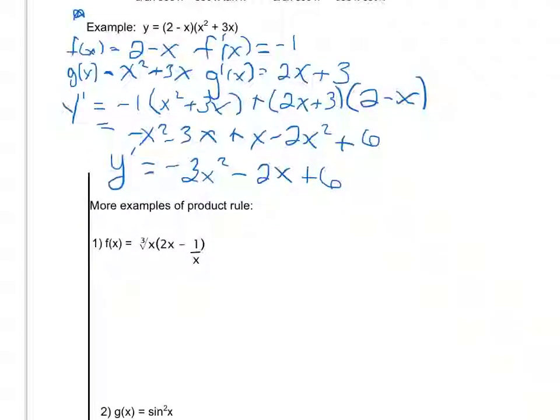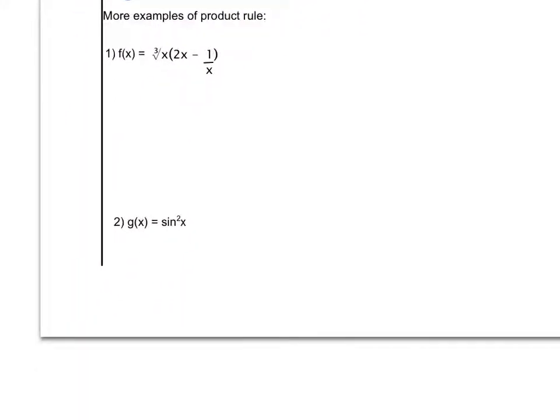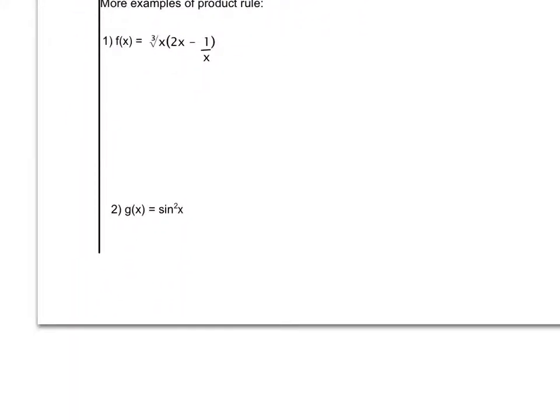Looking at some more examples of the product rule, I have 3 of them here. So here is number 1 of my following 3. So I notice that I'm multiplying a radical function, a cube root function, by this second function here. So I'm going to go ahead and again set it up. So my f of x, my first function.